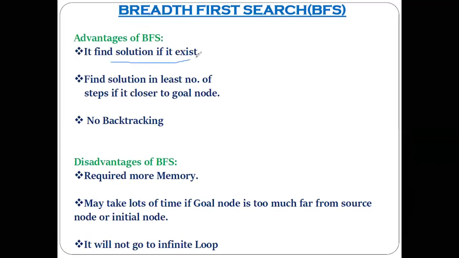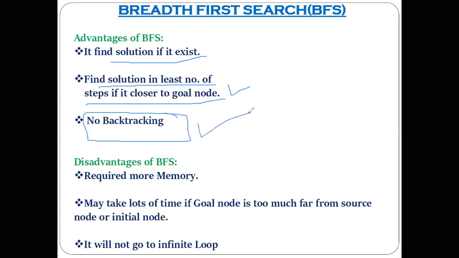So it definitely gives you the solution that we have discussed. It is complete. It might give you the solution in the least number of steps if it is closer to the goal node. And the major advantage is, do we have to backtrack at any point in the algorithm? No. This is the major advantage of the breadth first search, that it doesn't require any kind of backtracking. Understood? And that's why it saves the time also.